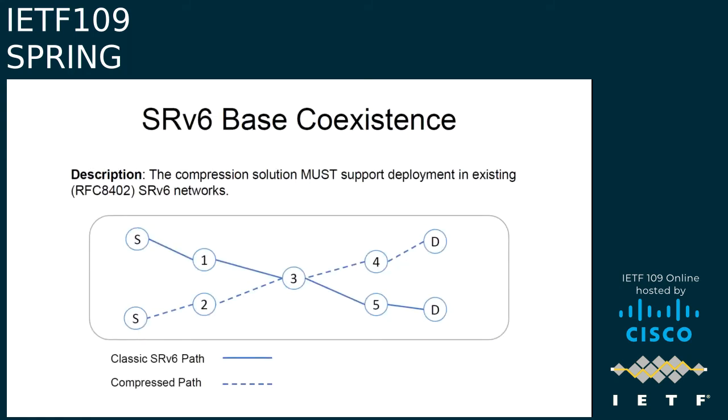This is for the SRv6 based coexistence. So we hope the compression solution can support deployment in existing SRv6 networks. So this figure shows the application scenario. The path may only support the original SRv6 or compressed SRv6. It will not be mixed in one path. Okay, next page.